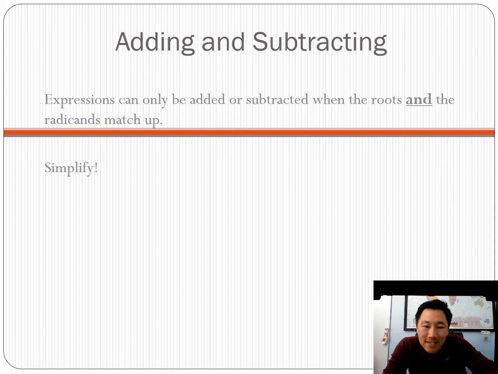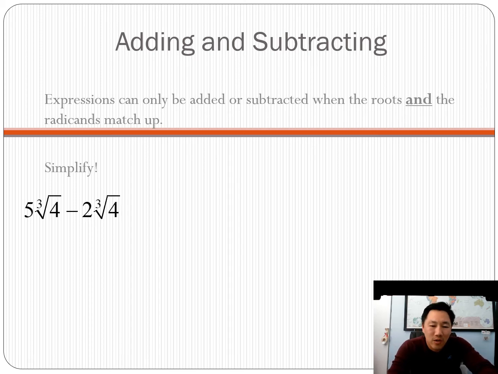Adding and subtracting. Expressions can only be added or subtracted when the roots and the radicands match up. Here's what I'm talking about. You have to make sure the roots are both the same and the radicands are both the same. So if they're both the same, then you can add or subtract. Let's look at this example.